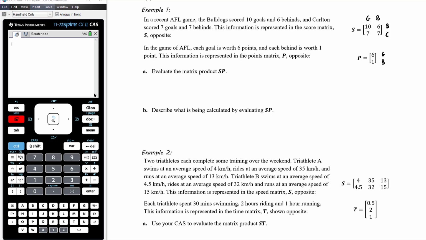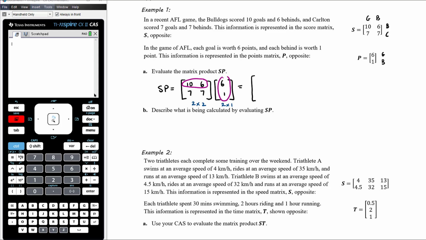Okay, so we want to evaluate the matrix product SP. So remember, product is another word for multiplication. Okay, the product of two things is when we have multiplied those two things together. So if we're calculating SP, it is literally S times P, and we know from our process of matrix multiplication that we do row times column. Let's also think a little bit about dimensions. So this is a 2 by 2 matrix and this is a 2 by 1 matrix, so we know that our answer is also going to be a 2 by 1 matrix.